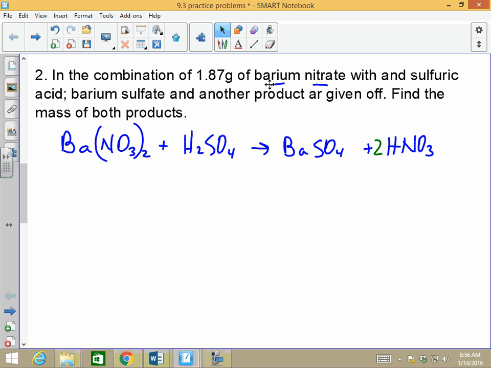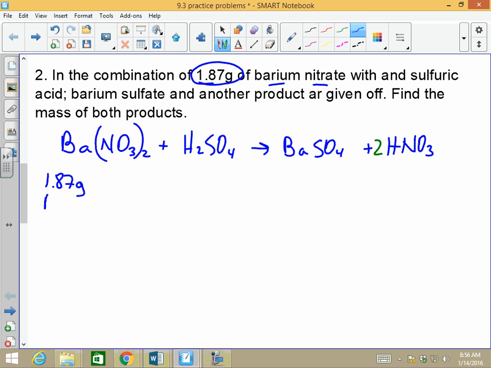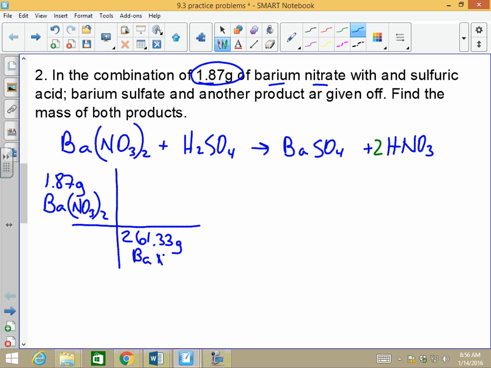Now that the equation is balanced, I'm given 1.87 grams of something, and that'll be barium nitrate. Let's begin with that. Given 1.87 grams of BaNO3 2. If I am given the mass of something, I need to cancel that with the mass of that same something, which is barium nitrate. The molar mass is 261.33 grams of BaNO3 2. Standard, go to 1 mole, mass to moles.